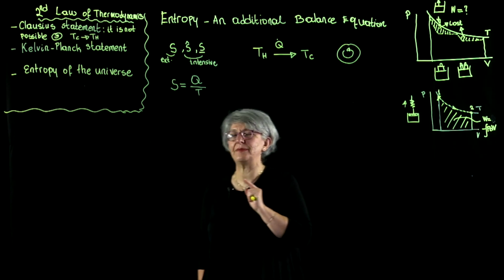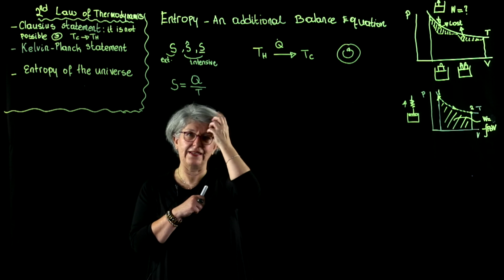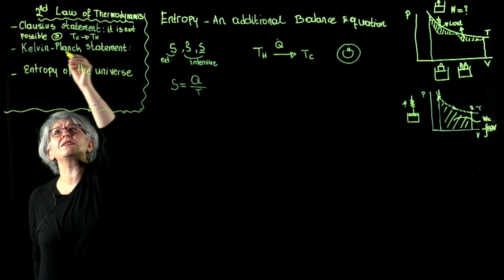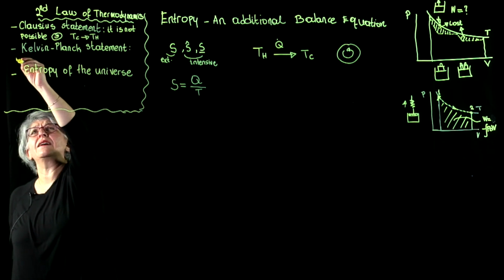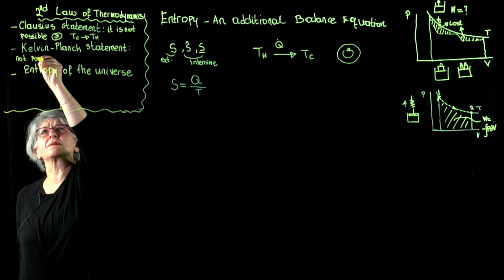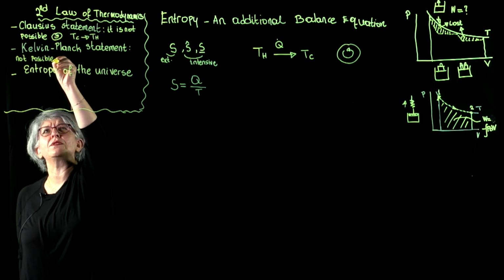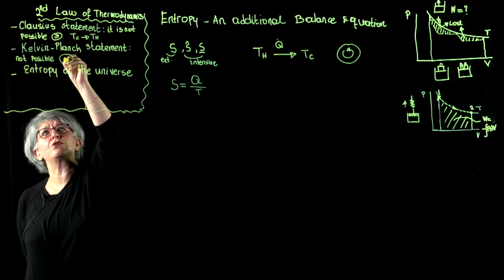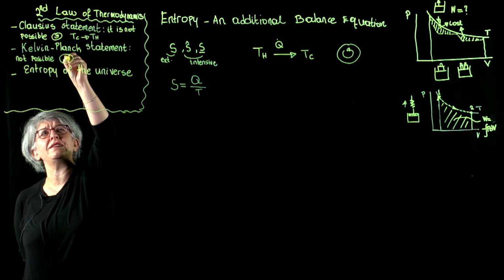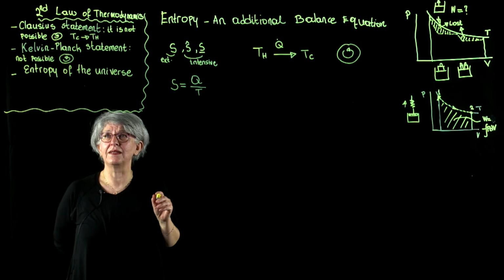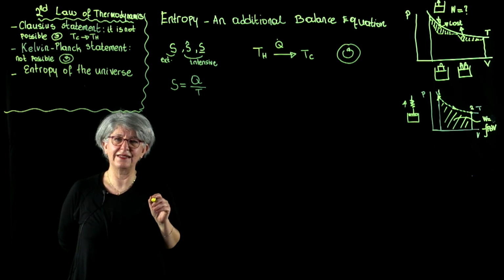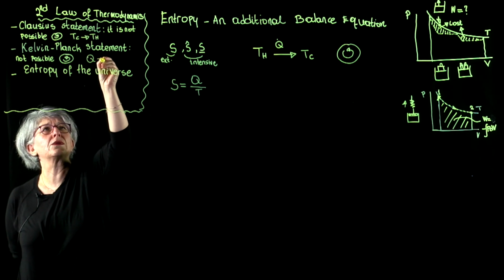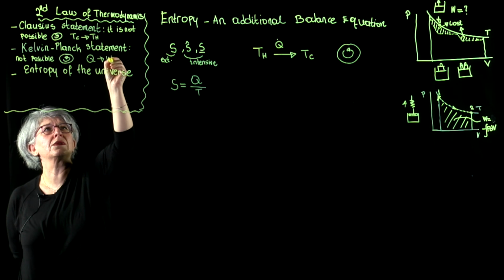Now, Kelvin-Planck statement is about another device. Again, it is not possible. You have to keep in mind that these are not-possible statements: to construct a device that operates in cycle, all right, and it converts all the heat to work. All right, that's not possible.